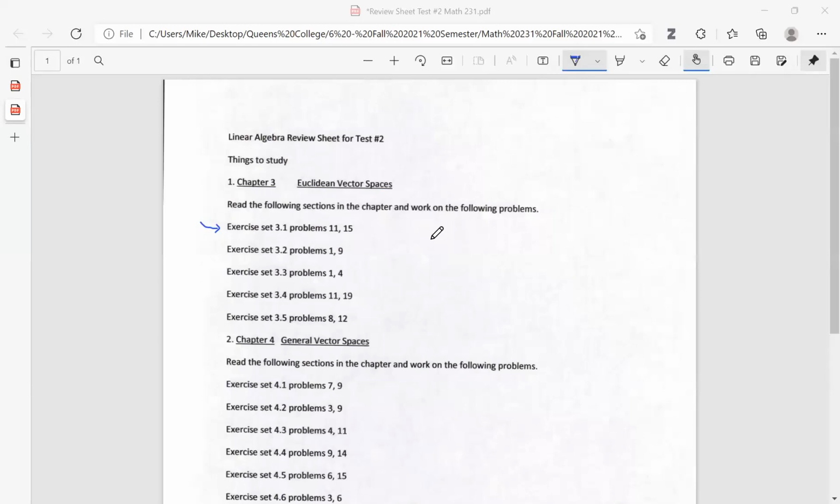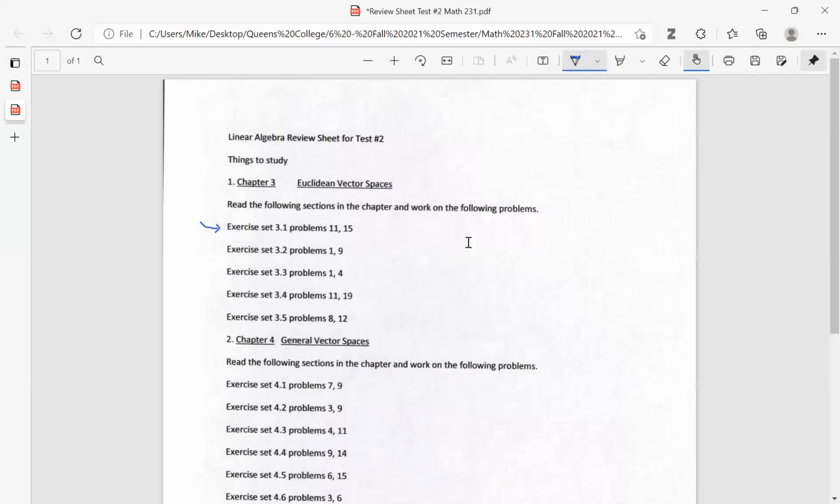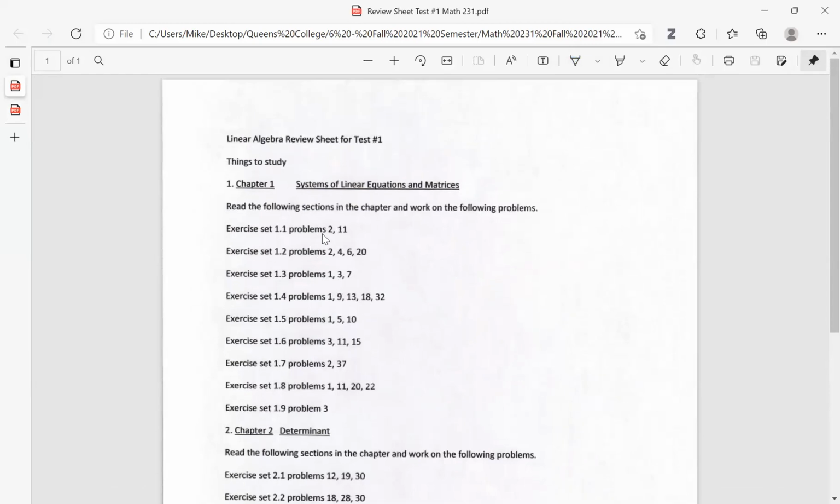So the question was, could you give us a list of topics that will be in the exam? Right, that's test 2. So test 1: you can see the review for test 1 on the screen. These are all the sections that are on the exam. I wrote review, things to study, linear algebra review sheet for test 1.